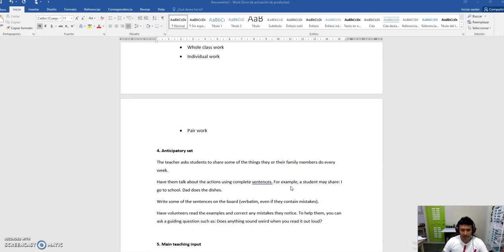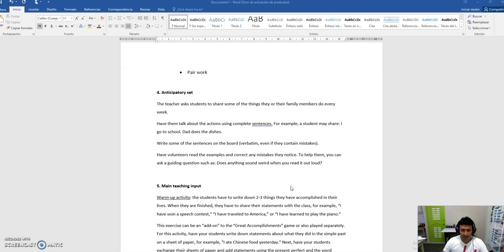The fourth step emphasizes the anticipatory set. Here, the teacher will ask the students to share some of the things they or their family members do every week, or every month, or every year. They have to talk about the actions using complete sentences. For example, the student may say: I go to school, Dad does the dishes, my sister studies English, etc.